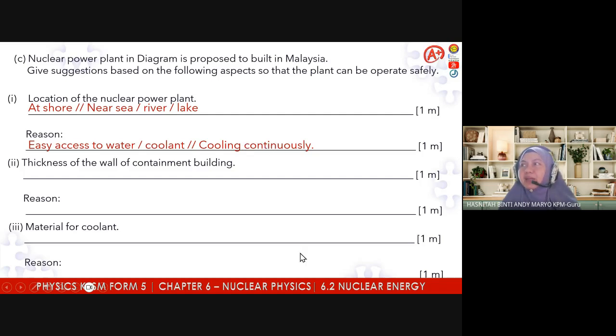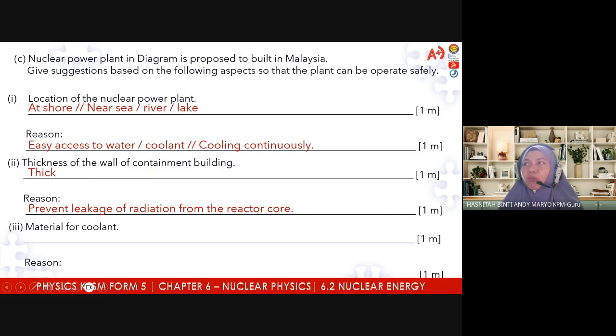What about the thickness of the wall of the containment building? The thickness should be thicker or higher. Why? This is to prevent leakage of radioactive radiation from the reactor core to the surroundings.